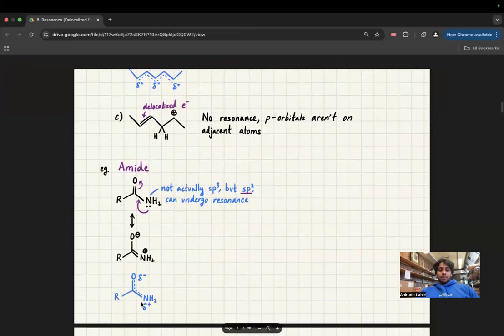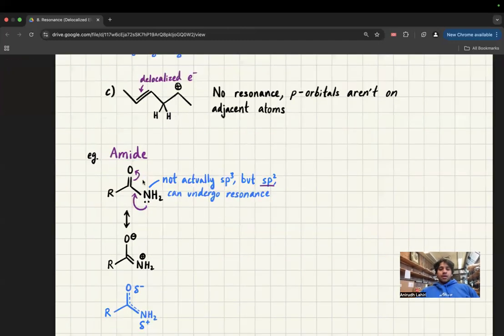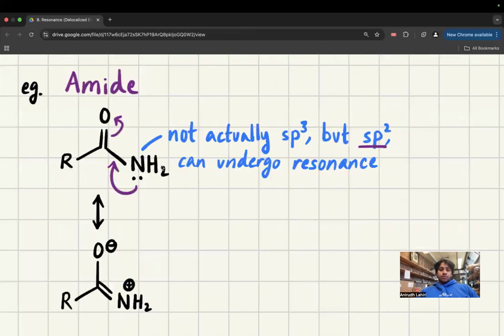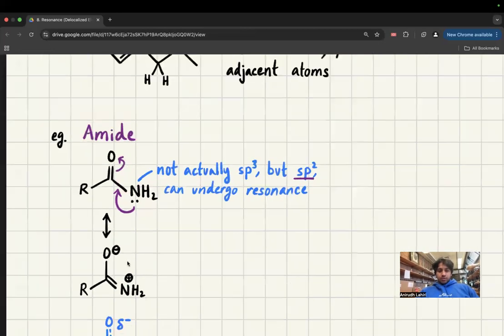Okay. Amide, this is not actually sp3, it's sp2 because of the resonance. Because at first you might think one, two, three, four things, right? But in reality, we're going back and forth between these two structures. So you actually categorize this as sp2.